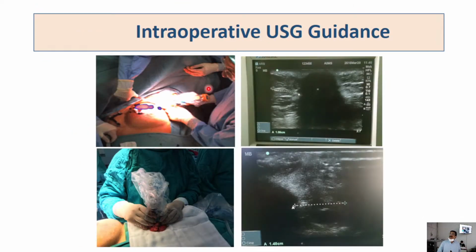Now, how the intraoperative ultrasound helps is that you do the ultrasound of the tumor on table. This is the sort of finding you get. Then based on this guidance, you excise the tumor and then you do an ultrasound again, and this shows that you have got good clear margins around the tumor.